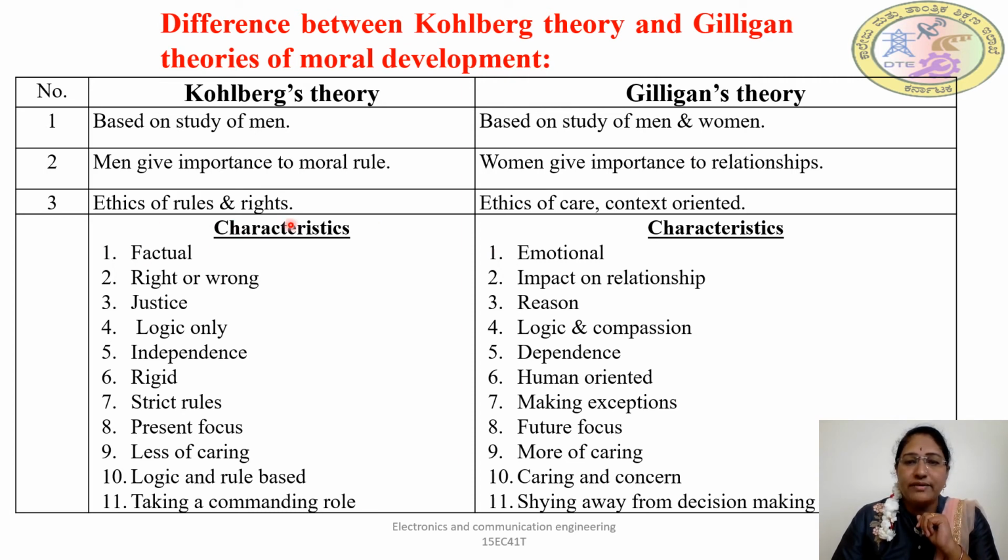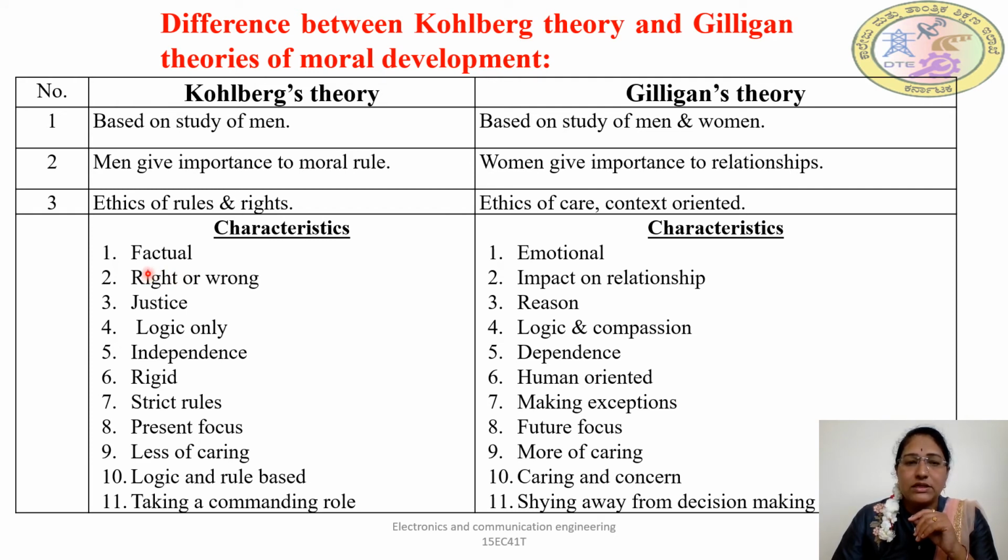Ethics of rules and rights. Here it is ethics of care, context oriented and situation based. Okay, so this is the basic difference between Kohlberg's theory and Gilligan's theory. And according to the characteristics involved in both theories, it is compared here. You can see here, first one, characteristics.